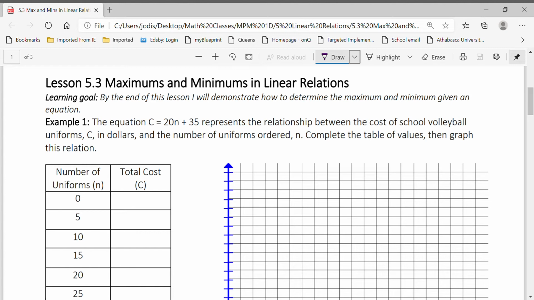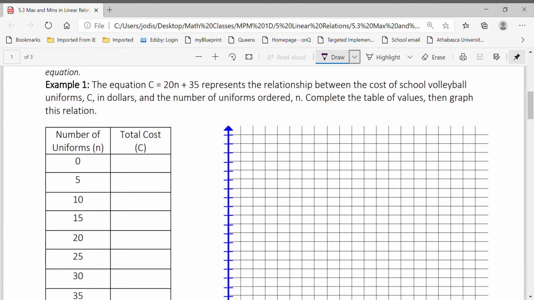So in example 1, we have an equation C equals 20n plus 35. It represents the relationship between the cost of school volleyball uniforms, C in dollars, and the number of uniforms ordered, N. We want to complete the table of values and then graph the relation. So they gave us this equation, C equals 20n plus 35.